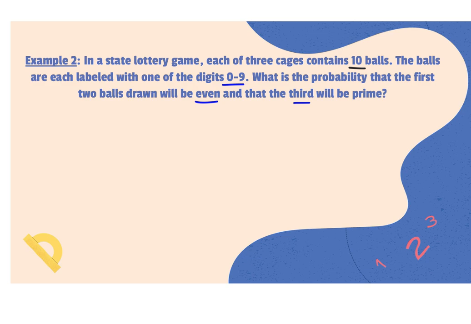All right, so the first 2 balls are even. So you have 2, 4, 6, and 8. Okay, 0 is not even, so we do not include 0. So that's going to be 4 out of 10. Then 4 out of 10 for the second one. And the third one will be prime. Prime is 2, 3, 5, not 6, and 7, not 8, not 9. So times 4 out of 10 again.